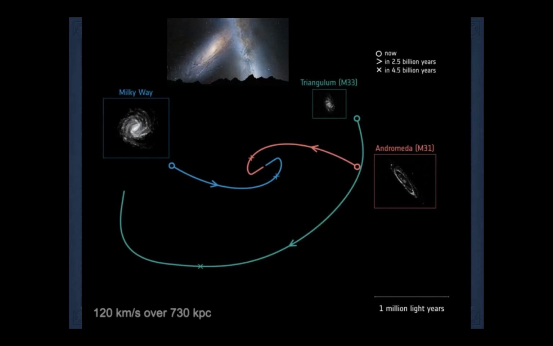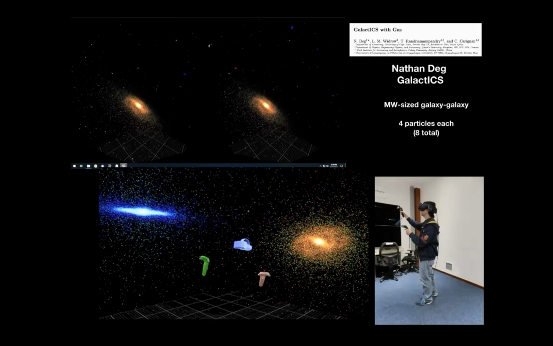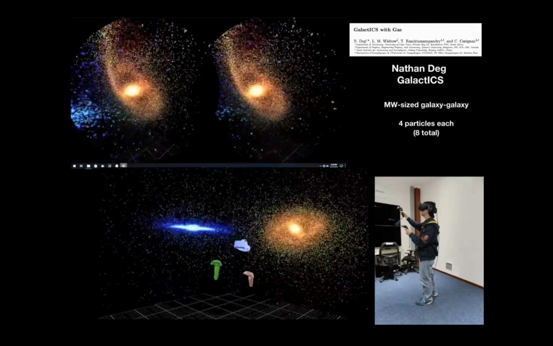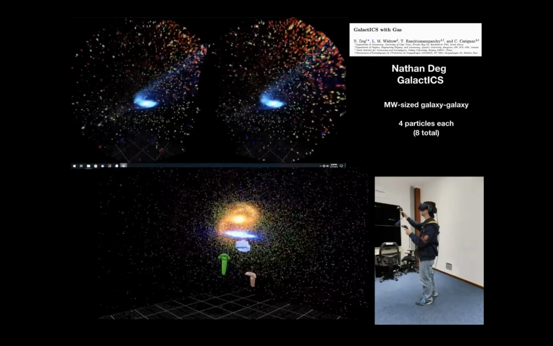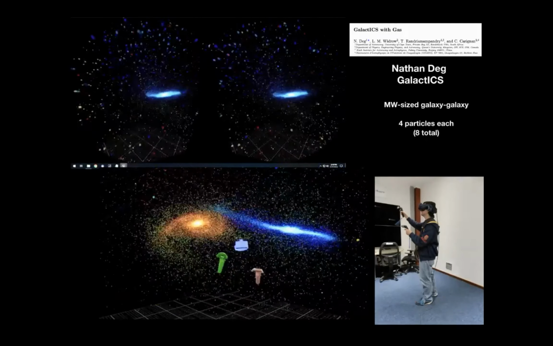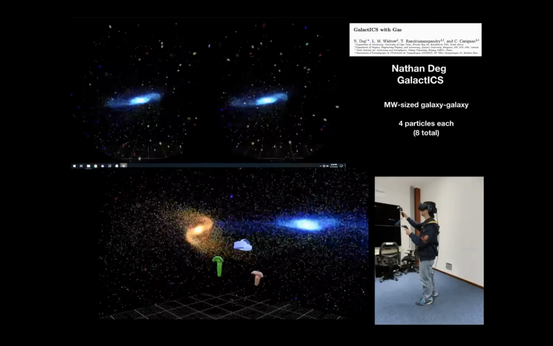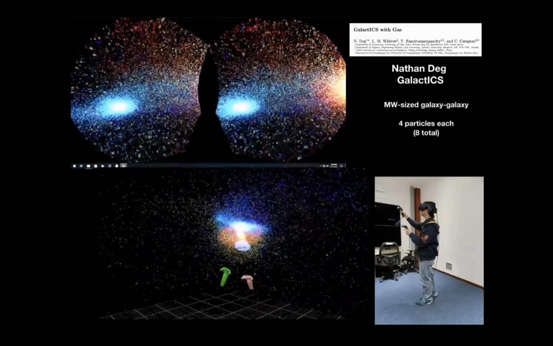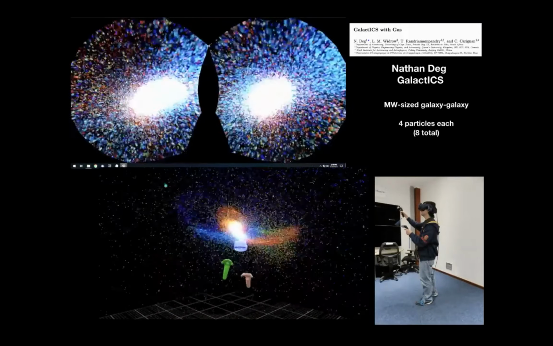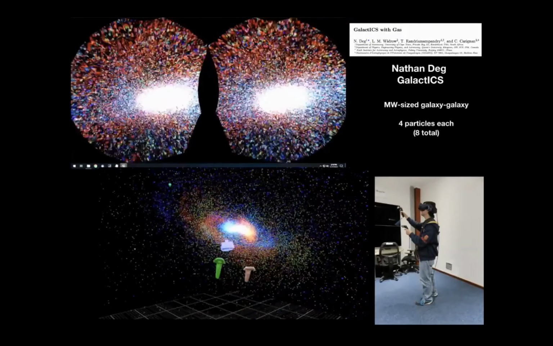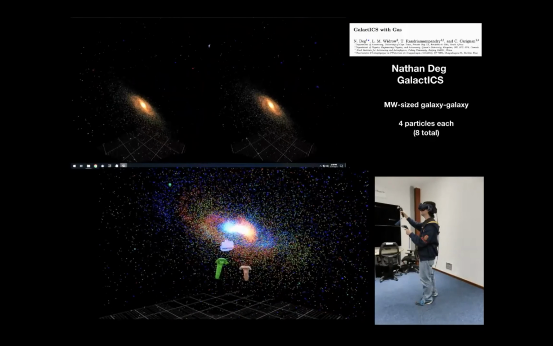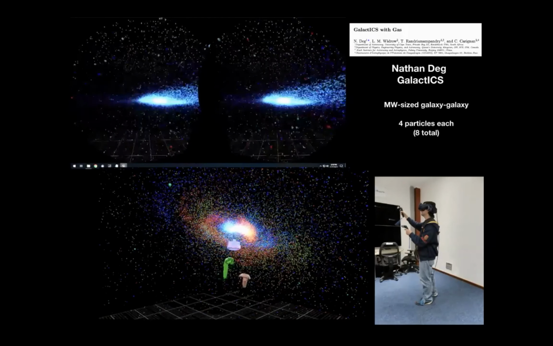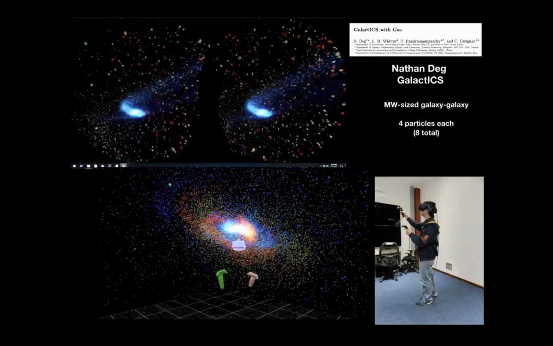Still, it's cool. We visualized this in the lab. One of my colleagues, Nathan Degg, simulated this with an n-body simulation. Here he's got two equal-sized Milky Way galaxies. Andromeda is one of those. He's constructed the simulated galaxies, and he's done the time domain analysis. And we put it into virtual reality. And you can see him in the little window right there.